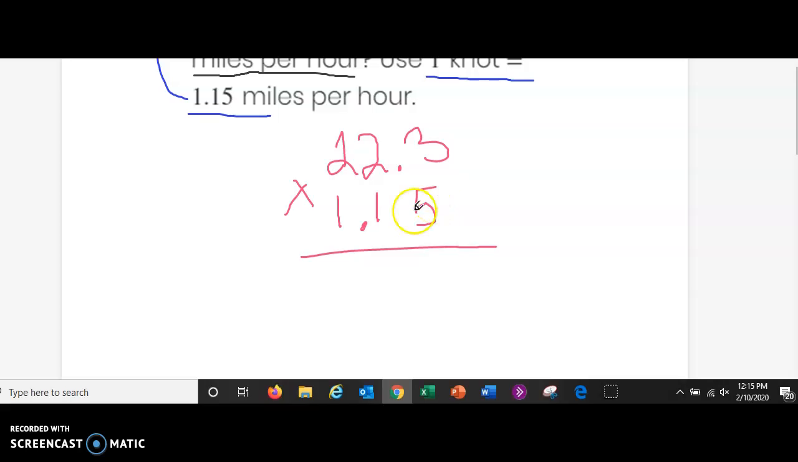And I'm going to multiply these two numbers together. So 5 times 3 is 15, carry my 1. 5 times 2 is 10, plus 1 more is 11. 5 times 2 is 10, plus 1 more is 11. Okay, now I need to continue to the next digit, 1. 1 times 3 is 3. 1 times 2 is 2. 1 times 2 is 2.